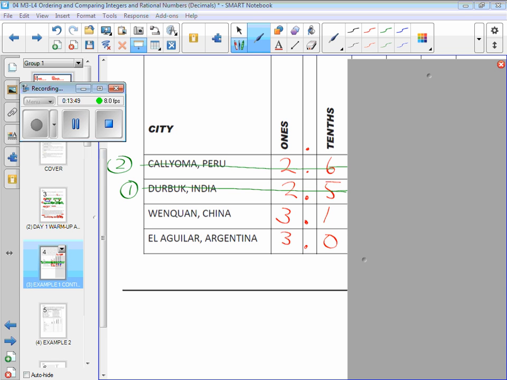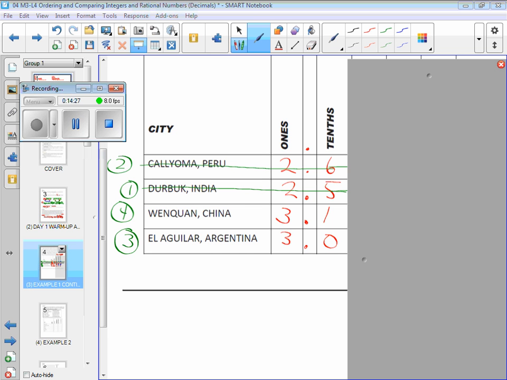Now we got to look at Wenquan and El Aguilar, right? They both start with a 3. We move to the next place value, which is the tenths. And out of 1 and 0, again, which one's lower? Come on, I got 5 hands up. Come on. 0, 1, which one's lower? Colin. I now know that El Aguilar is going to be my 3rd lowest city. And obviously, since there's only 1 left, this becomes 4.